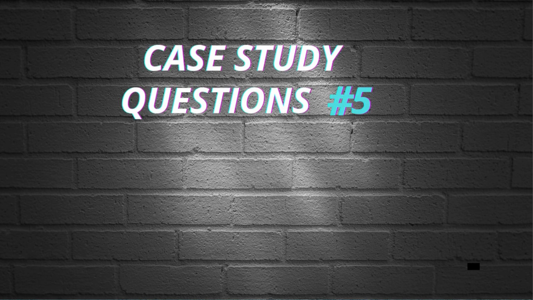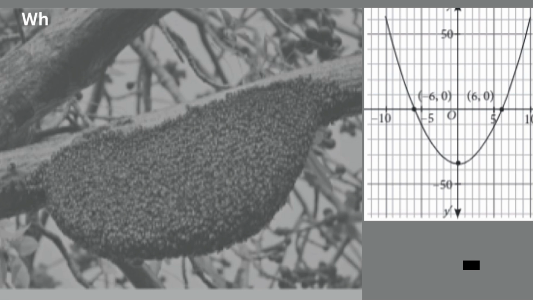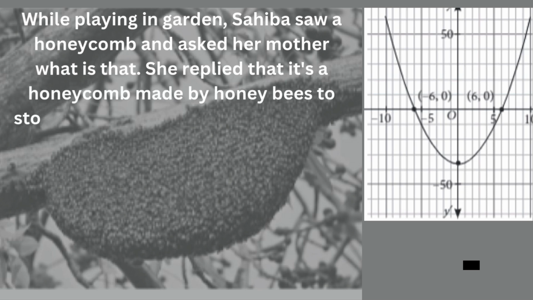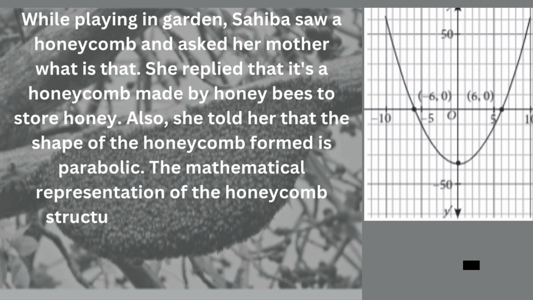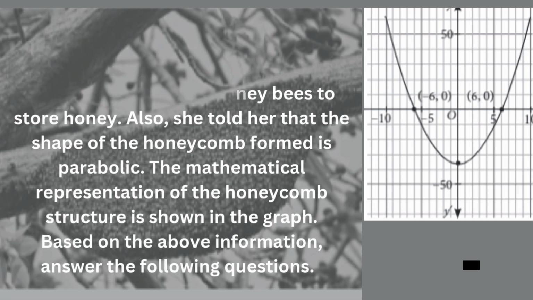In this video we are going to do case study question 5 from chapter 2, Polynomials, class 10th. While playing in a garden, Sahiba saw a honeycomb and asked her mother, "What is that?" She replied that it's a honeycomb made by honeybees to store honey. Also she told her that the shape of the honeycomb formed is parabolic. The mathematical representation of the honeycomb structure is shown in the graph. Based on the above information, we have to answer the following questions.